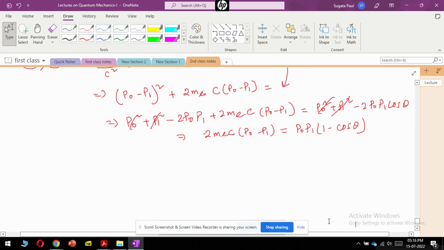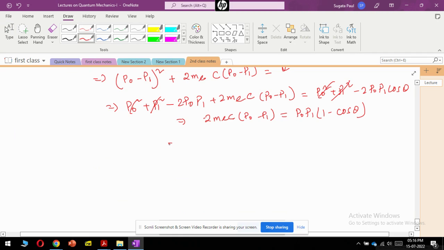Now we have almost come to the end of the derivation. I think I have missed the 2 term; the 2 cancels out from both sides, and it leaves us with (p0 minus p1) by p0 p1 equal to 1 by m_e c into (1 minus cos theta).